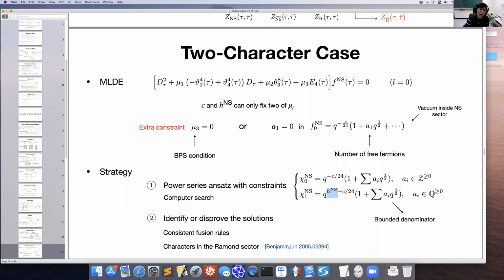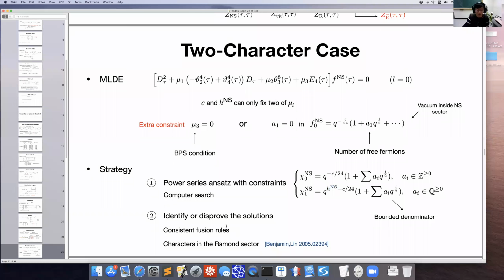Because a consistent CFT requires more than just the torus partition function, we can either check the fusion rules, or, as pointed out recently by this paper, there could be some extra constraint coming from the Riemann sector. In other words, although they transform nicely with respect to each other, there could be more constraints from the Riemann sector.